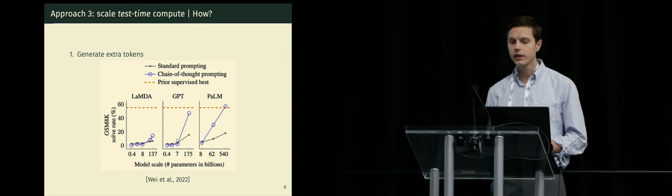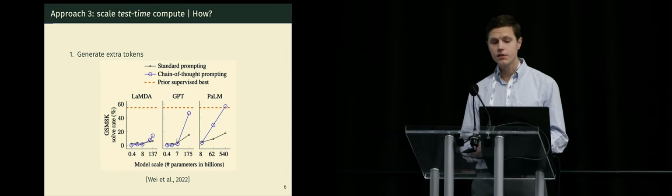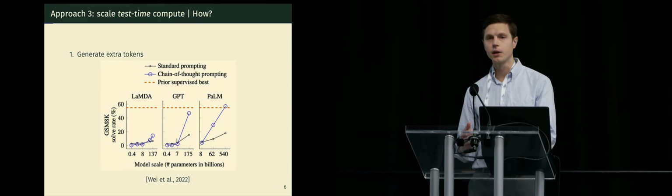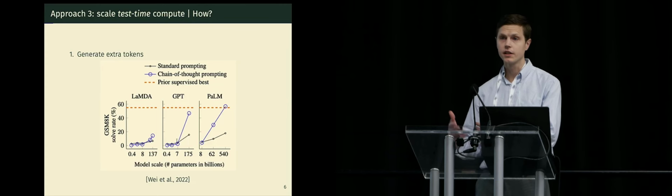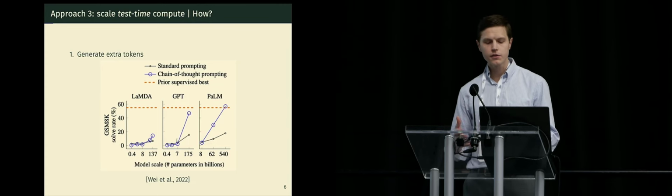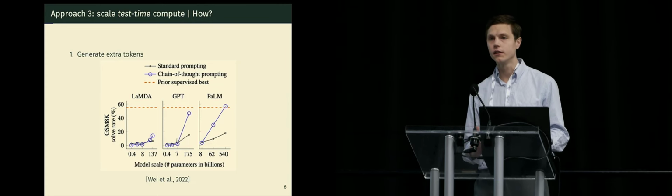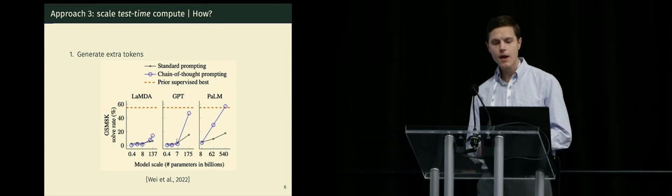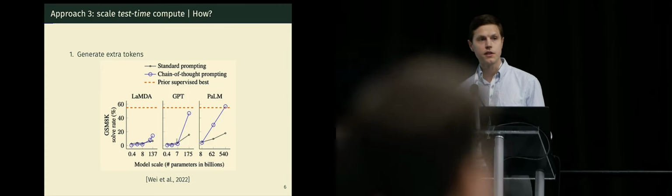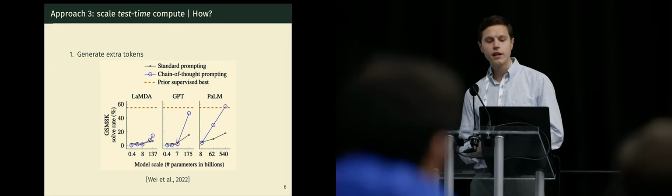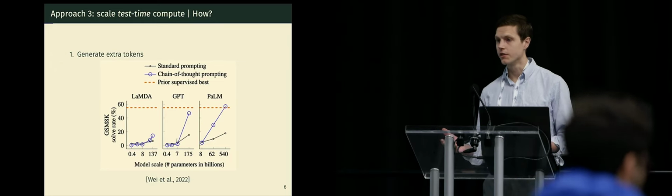For example, on the right-hand side, you can see that if you just used standard prompting, which is asking the model to answer directly, the models didn't seem to do too well on these kinds of reasoning-style tasks. However, if you use this intermediate thought, now the scaling behavior completely changes.